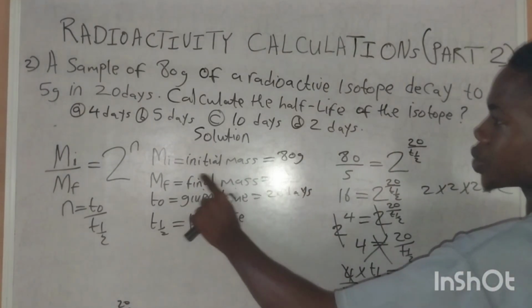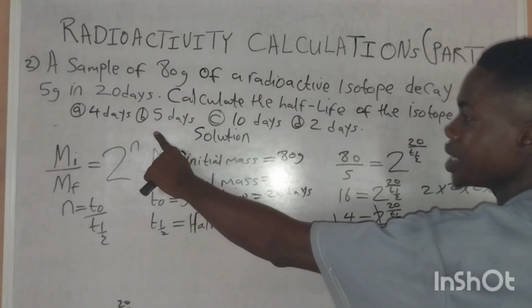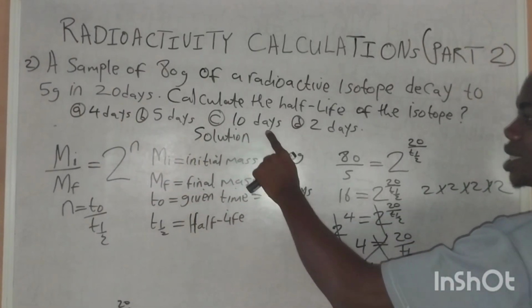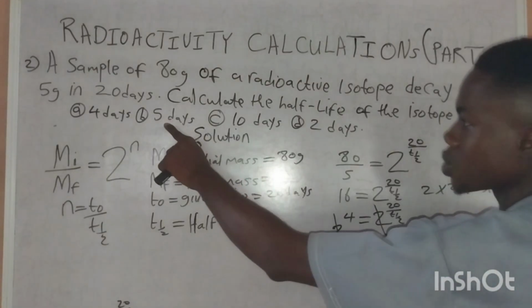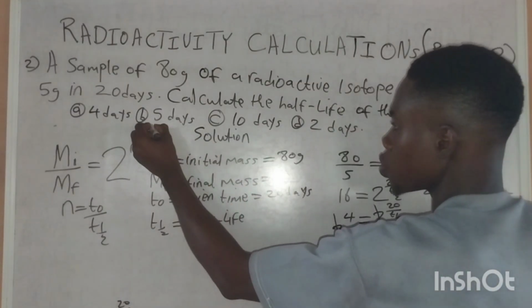Now, moving back to the options. Option A says 4 days. Option B says 5 days. Option C says 10 days. Option D says 2 days. And of course, we got 5 days. So option B is the answer, 5 days.